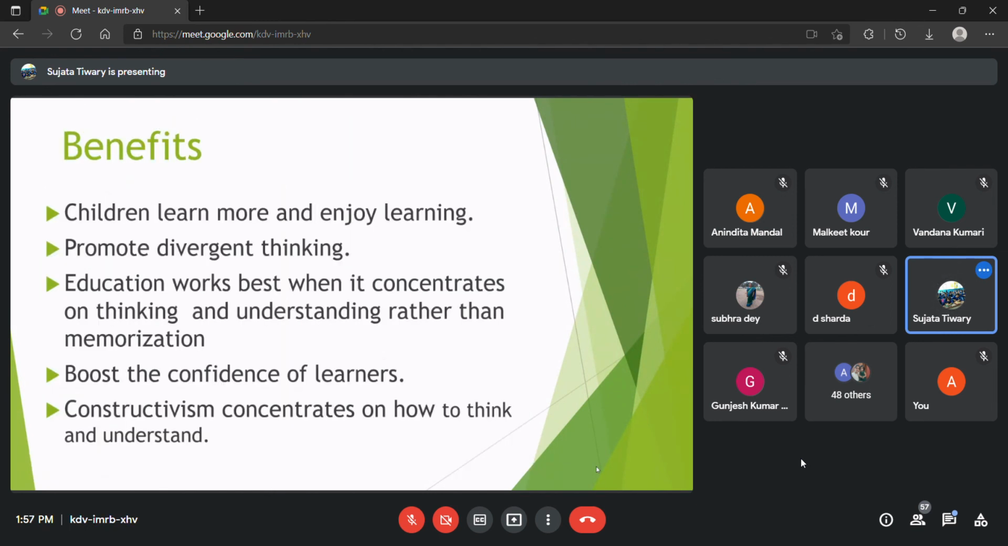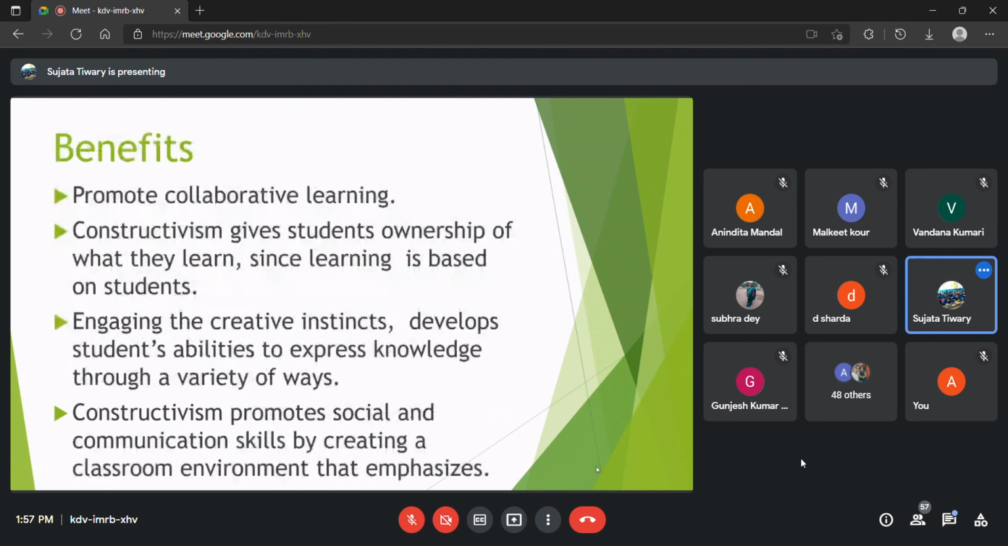Now the benefits. Children learn more and enjoy learning, promote divergent thinking from one to many, various. Education works best when it concentrates on thinking and understanding rather than memorization. Boost the confidence of learners. Constructivism concentrates on how to think and understand. Promote collaborative learning. Constructivism gives students ownership. He is the master, he is the builder.